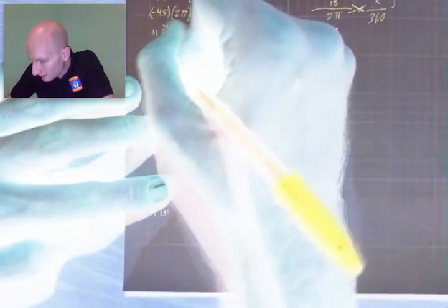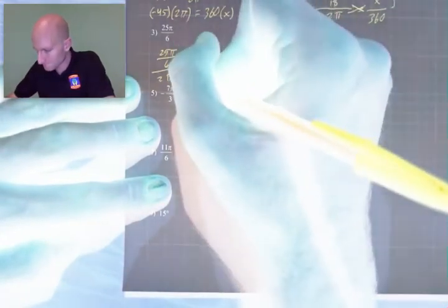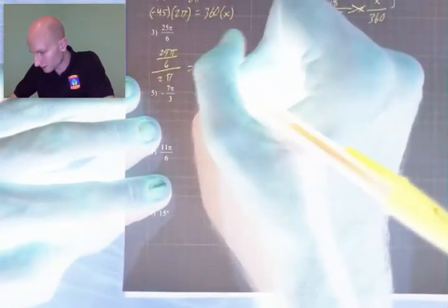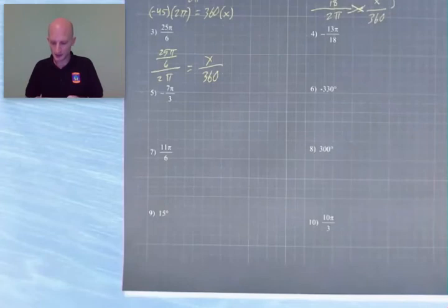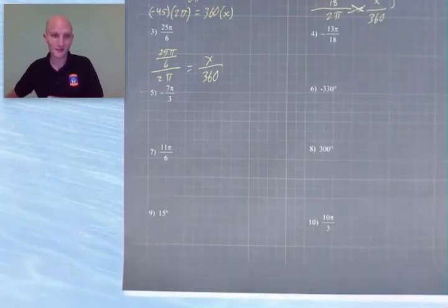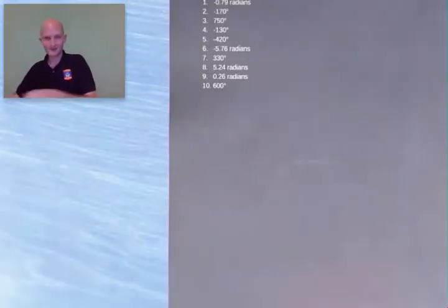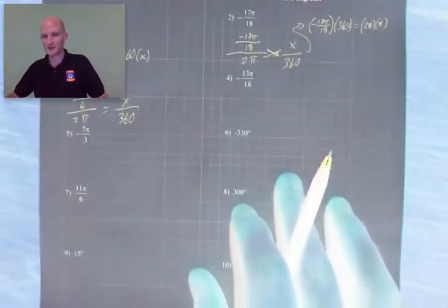So 25 pi over 6 over 2 pi equals what over 360? Okay. Now on the calculator, 25 pi divided by 6 times 360 divided by 2 pi. 750 is x. 750. There it is. 750. Number 4.